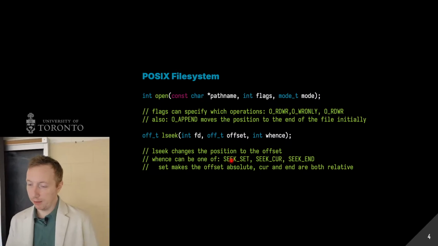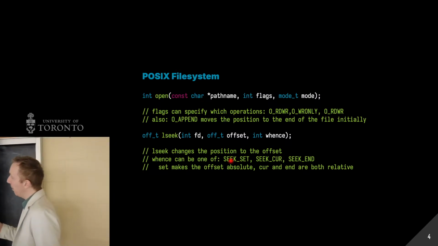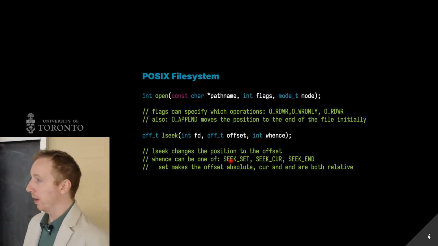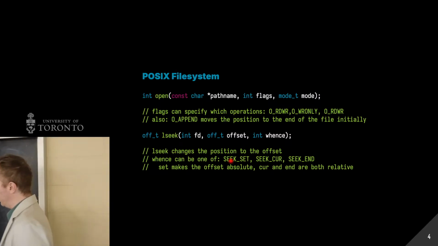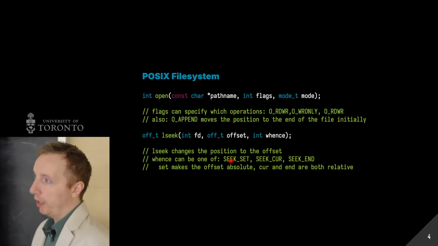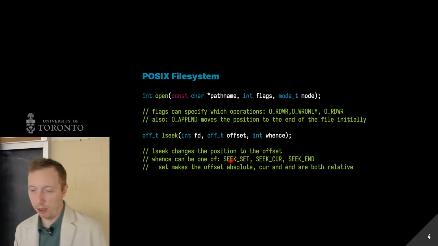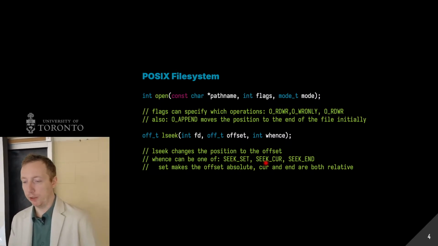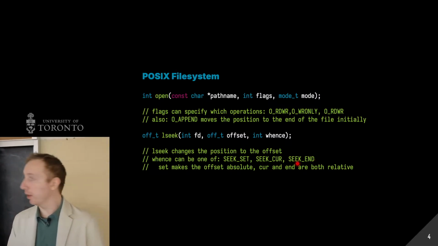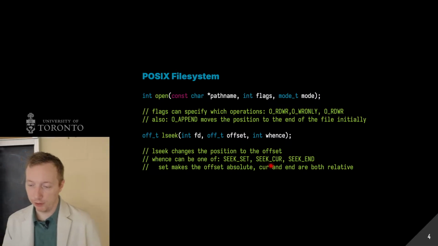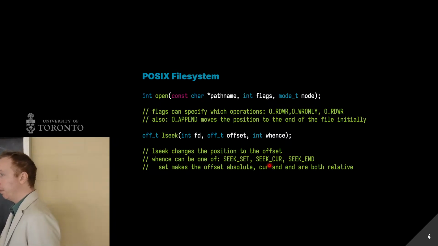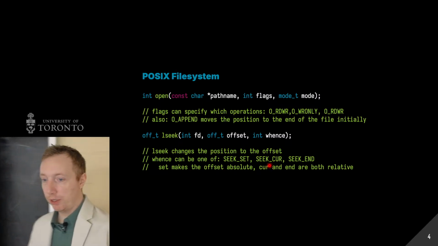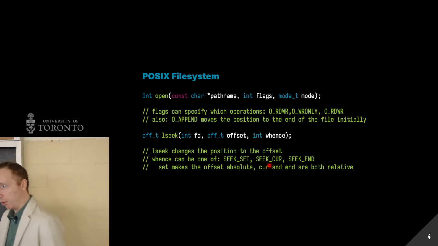SEEK_SET makes that offset absolute. So if whence is SEEK_SET and offset is 4, I'm going to start reading at the 4th byte of the file, or start writing at the 4th byte if I choose to do a write operation. If I use CUR or END, those are relative to those positions. If I want to go back a byte and rewrite or reread a byte, I can set whence to SEEK_CUR and offset to -1.